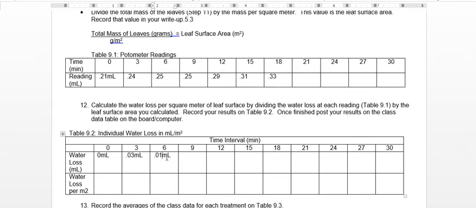So what would it be here? Well, it still would be 0.04 milliliters there. How about at 12? So 0.08 milliliters. At 15, 0.1 milliliter. And then at 18 minutes, it's 0.12 milliliter.